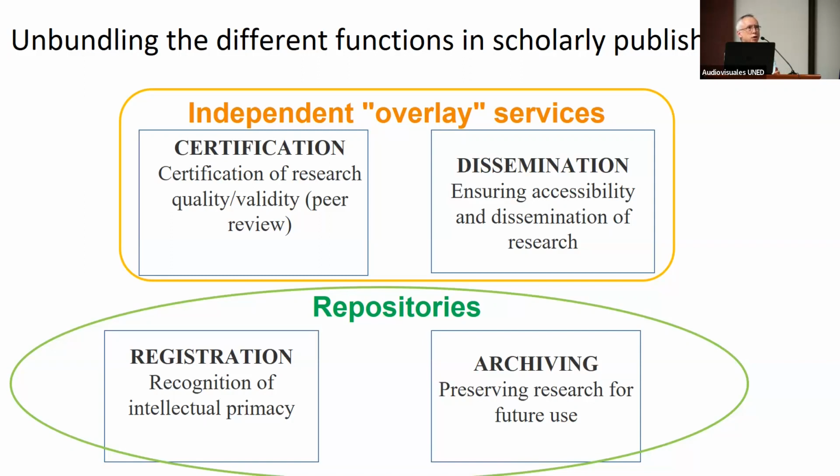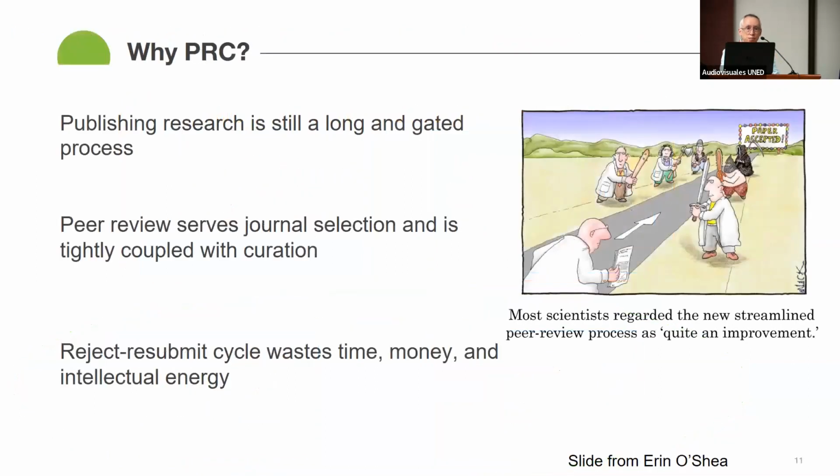My point is that they don't need to be bundled as they needed to be in the print world. And so the two other functions, like certification and dissemination, can be performed by other services like journals or other types of services that can use the content that relies on repositories to provide this service: the peer review, the certification, creating dissemination channels that can be journals or can be other types of dissemination channels. And this is what we are trying to do.